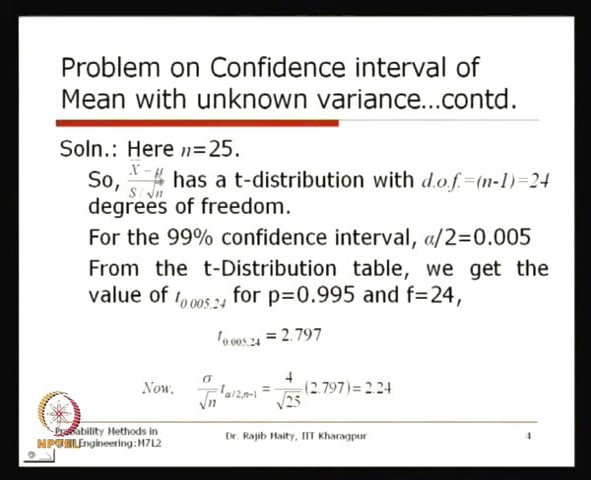So, this (x bar minus mu) divided by s by square root n has a t distribution with degrees of freedom n minus 1, that is, n is 25 here. So, n minus 1, 24 degrees of freedom.